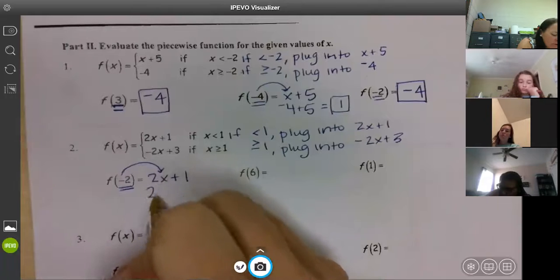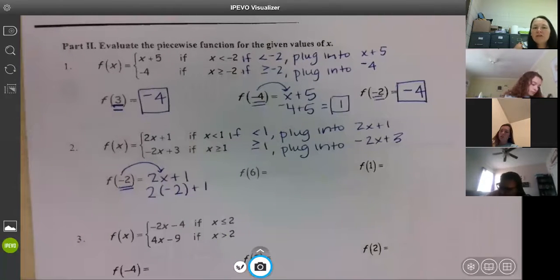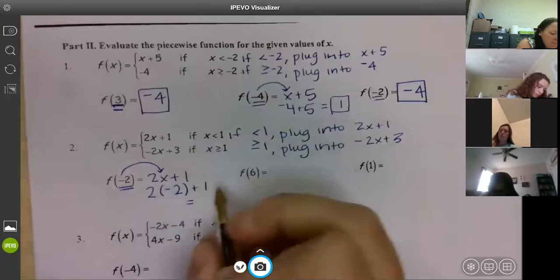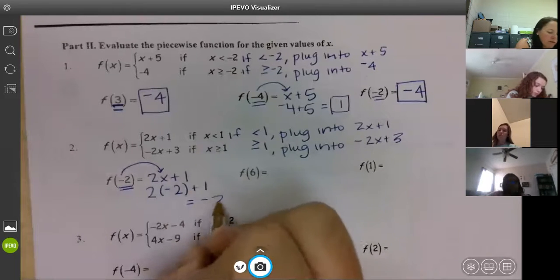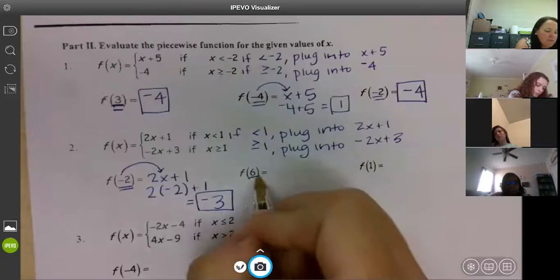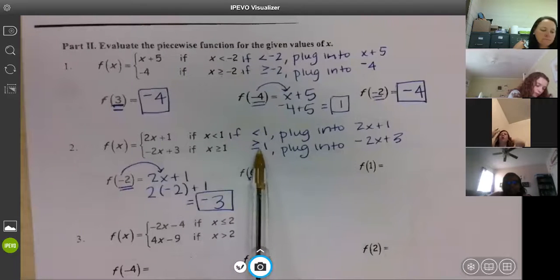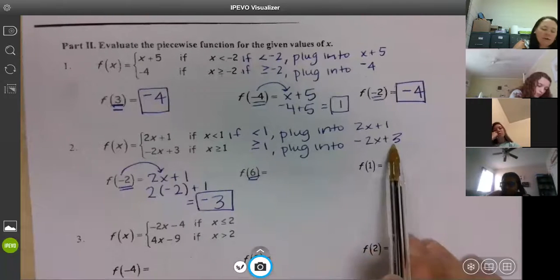So we would plug in the -2. 2 times -2 is -4. Plus 1 is, what'd you get? -3. Perfect. So again, easy stuff. Just make sure you plug into the correct function. Okay. What about 6? Where would 6 go? Less than 1 or greater than or equal to 1? Greater than or equal to 1. It says plug into -2x plus 3.